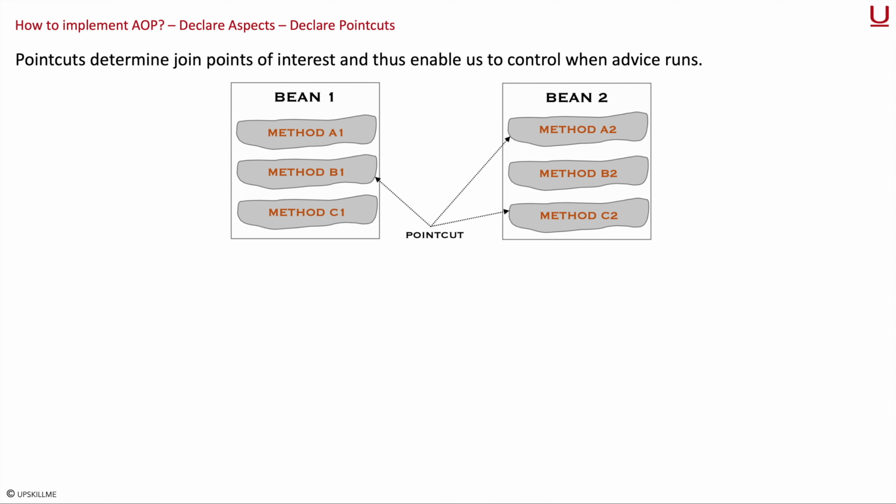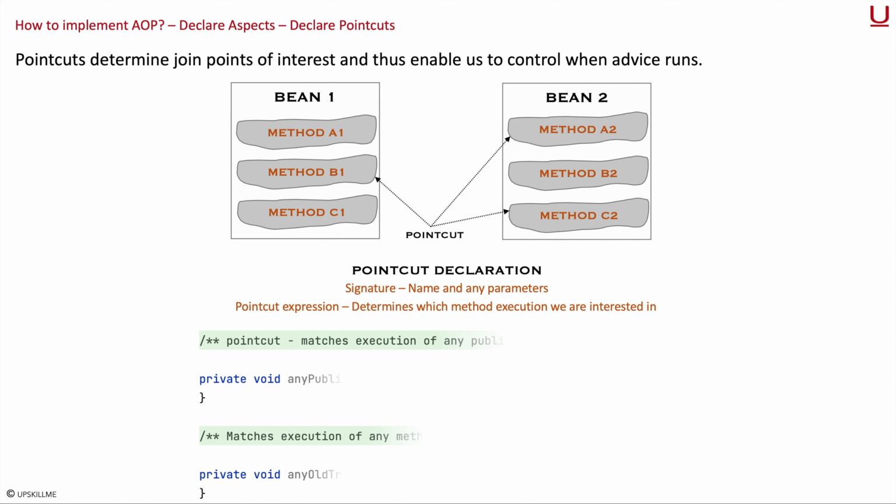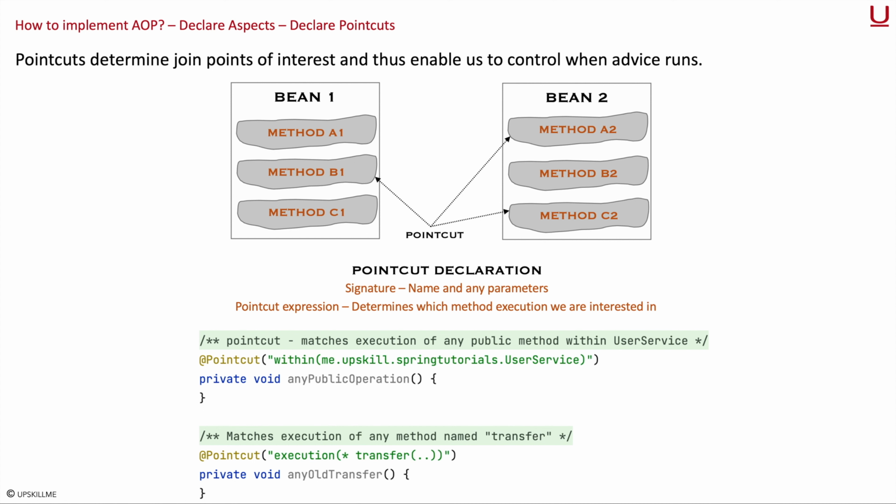A pointcut declaration has two parts: a signature comprising a name and any parameters, and a pointcut expression that determines exactly which method executions we are interested in. A pointcut signature is provided by a regular method definition, and the pointcut expression is indicated by the Pointcut annotation. As shown in this example, the pointcut expression that forms the value of the Pointcut annotation is a regular AspectJ pointcut expression. The within and execution keywords in the Pointcut annotation value represent pointcut designators.